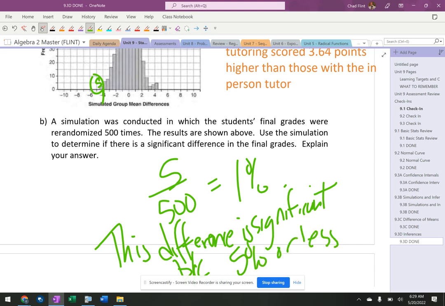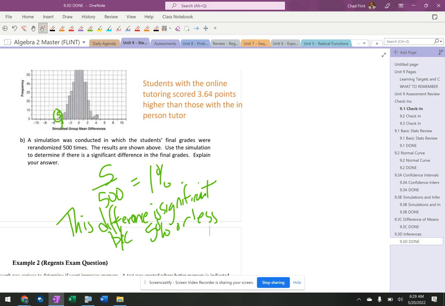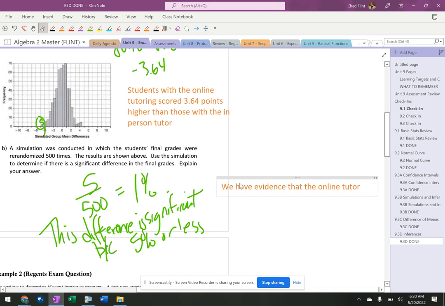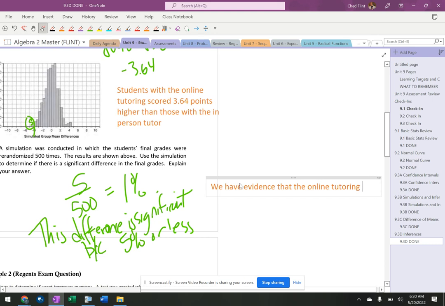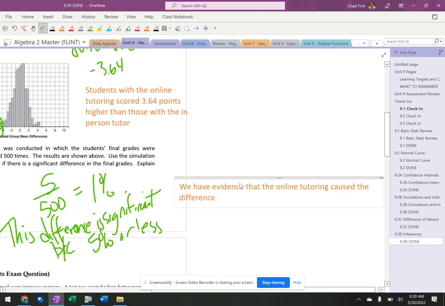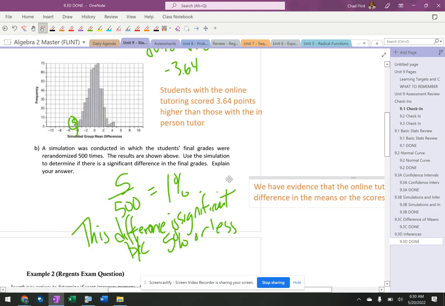All right. And then what does that mean? That means that we have found evidence that the online tutoring is better. It doesn't ask this, but we have evidence that the online tutoring caused the difference in the means, or the scores, to be higher. And that's really what we're ultimately looking at here.